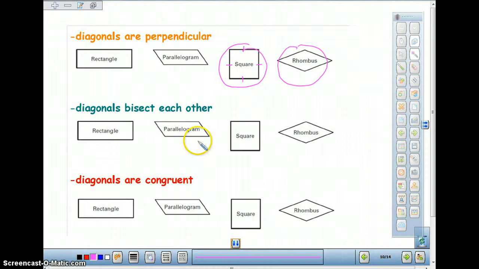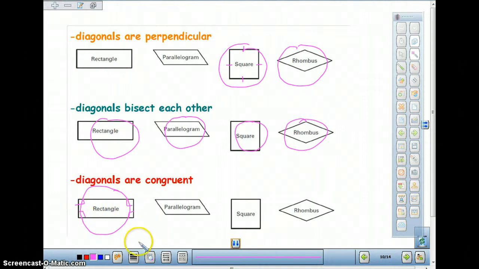We know that diagonals bisect each other in a parallelogram, and since all 4 of these figures are parallelograms, the diagonals bisect each other in all 4 of them. The diagonals are congruent. The only thing we talked about the diagonals being congruent in is a rectangle. Okay? Well, in a rectangle, the only thing it says about a rectangle is that it has 4 right angles, correct? Well, what else has 4 right angles? A square. So technically a square is a special rectangle, so that also holds true for a square.